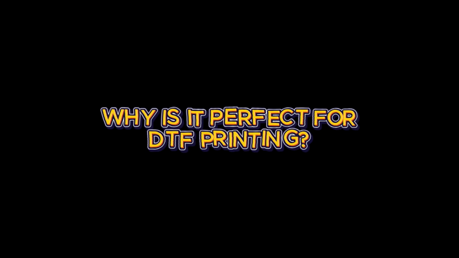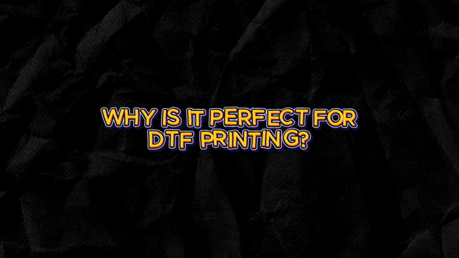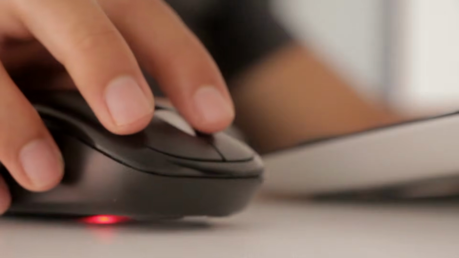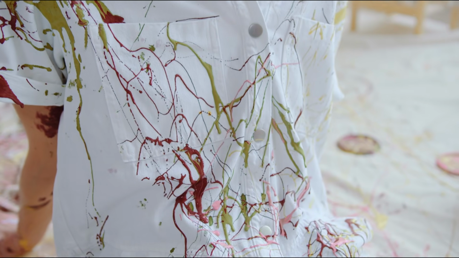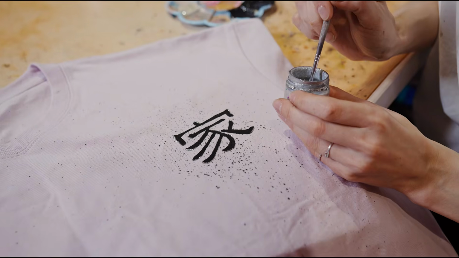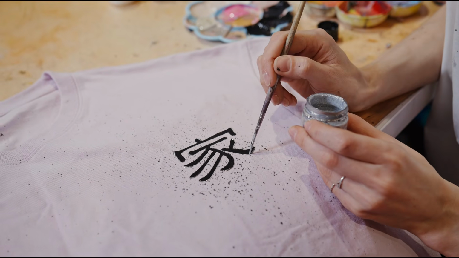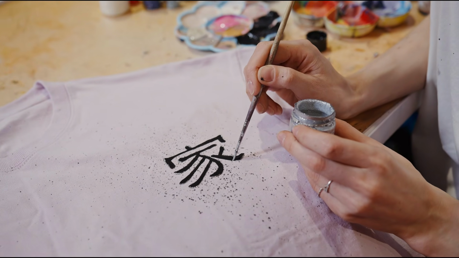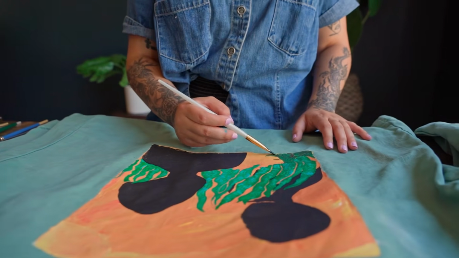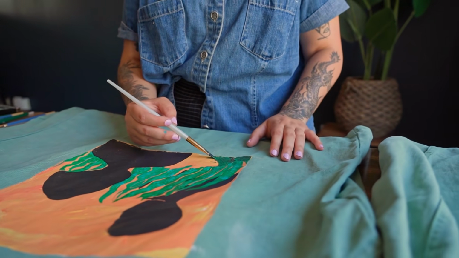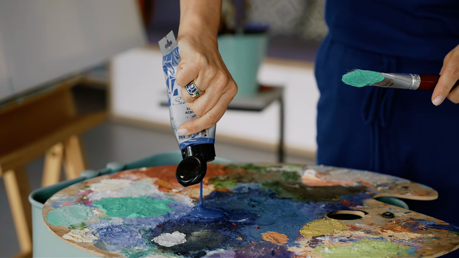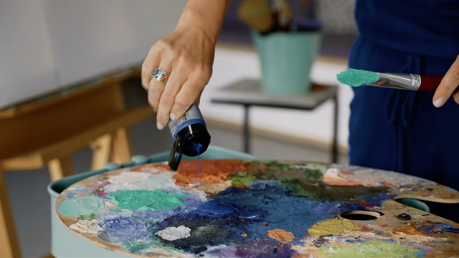Why is it perfect for DTF printing? Oil painting effects work amazingly for DTF printing for 3 reasons. First, the texture hides minor print imperfections. Second, gradients and color blends print smoothly with DTF. And third, it makes your design look like wearable art, not just a graphic. That instantly increases the perceived value of your shirts.